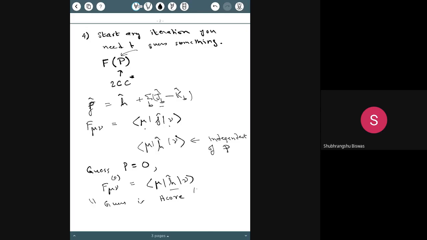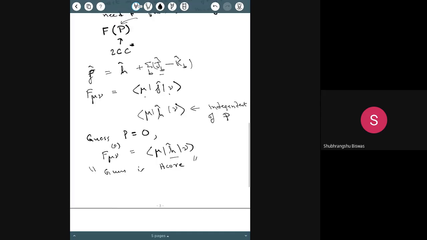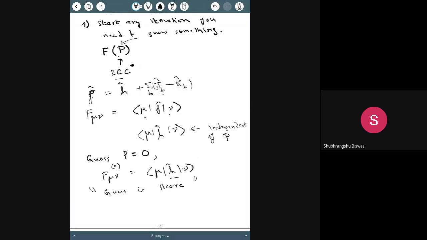So this is what you say when you start with just the one electron part of the Fock matrix, and then once you solve the Hartree-Fock equation, the canonical Hartree-Fock equation, you get the MO coefficient C, you construct P, and then you construct everything. Then you will evaluate the two-body part as well.